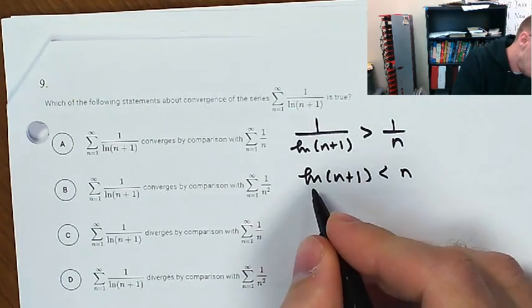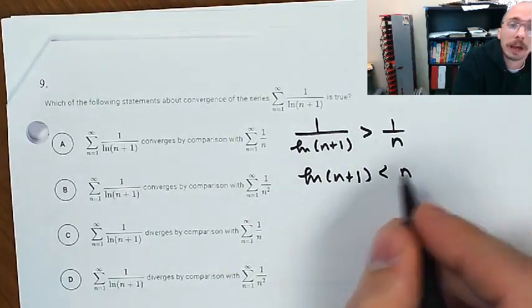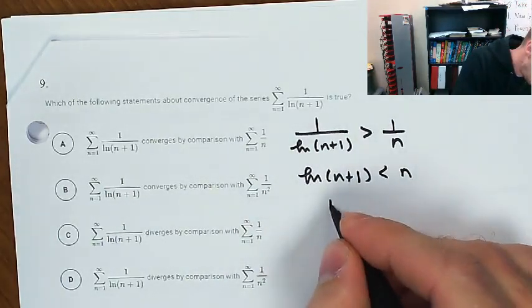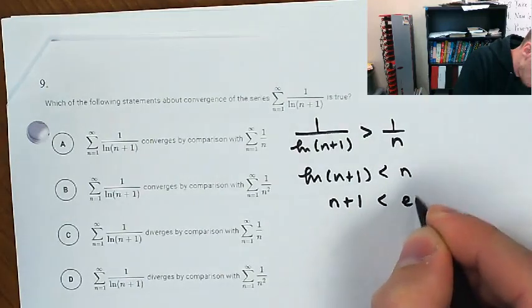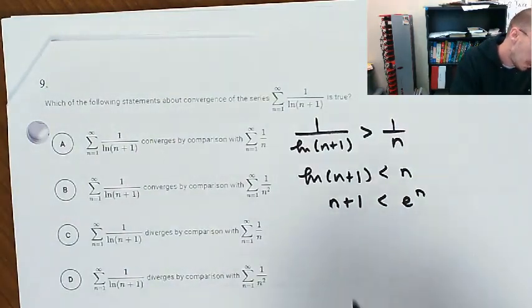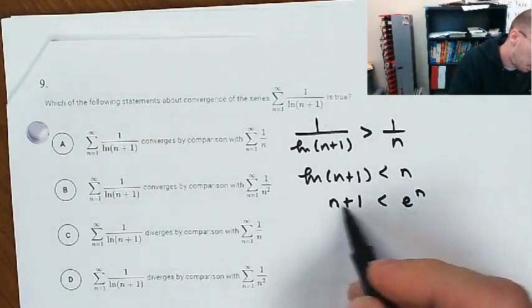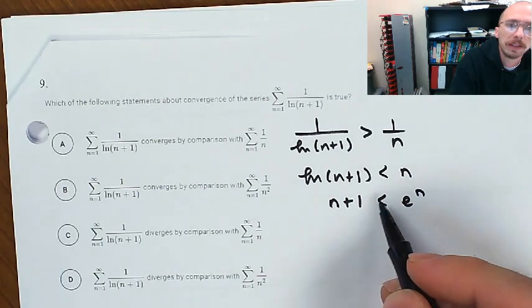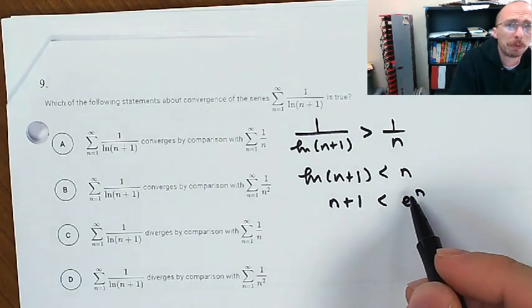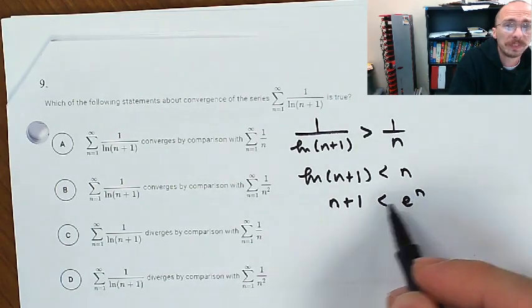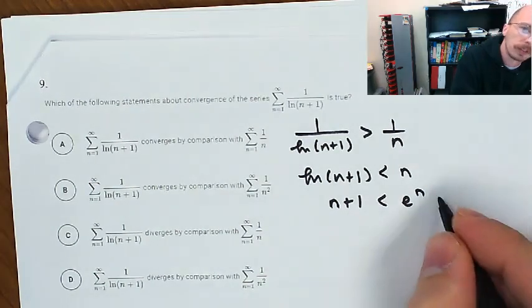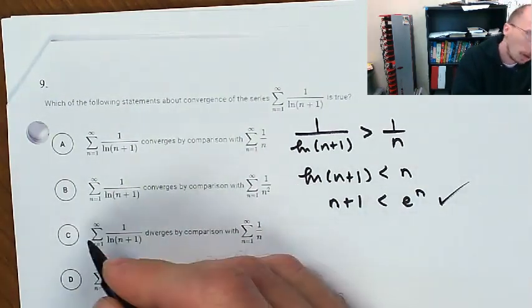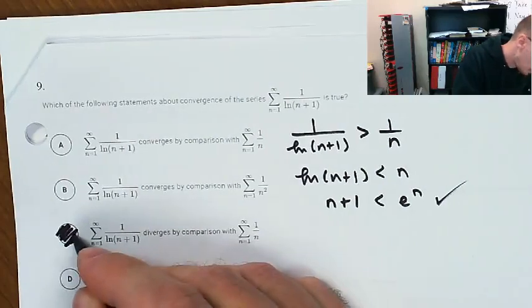I'm going to take e to both sides' power, and that will preserve the direction of the inequality. Starting at n equals 1, is 2 less than e to the 1? Yes. N equals 2, is 3 less than e squared? E squared is between 4 and 9, so yeah, it's going to work. Yes, that's always true. So I'm going to say it diverges by comparison. That one was a little difficult.